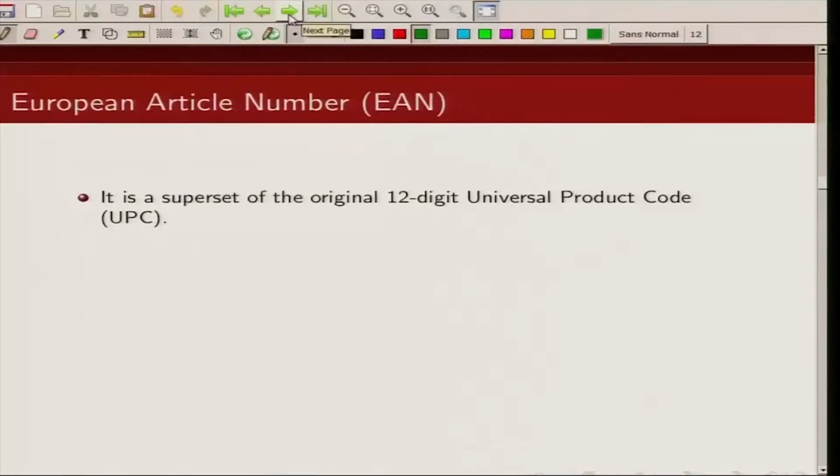So, 3 times A1 plus A2 plus 3 times A3 plus A4 up to 3 times A11 plus A12 should be 0 modulo 10 in case of 12-bit UPC code. Now, a superset of this 12-bit UPC code is this 13-bit European article number.